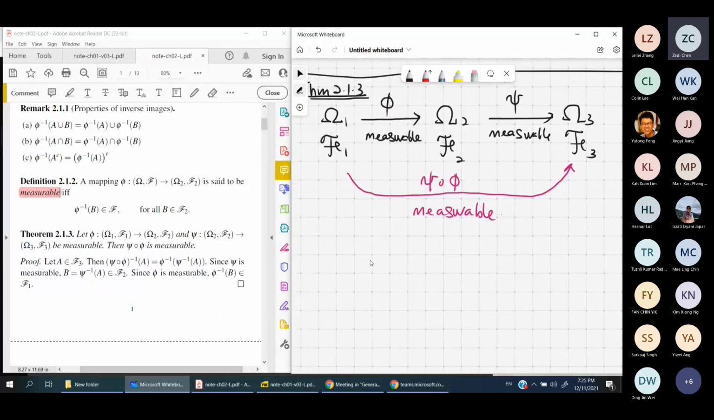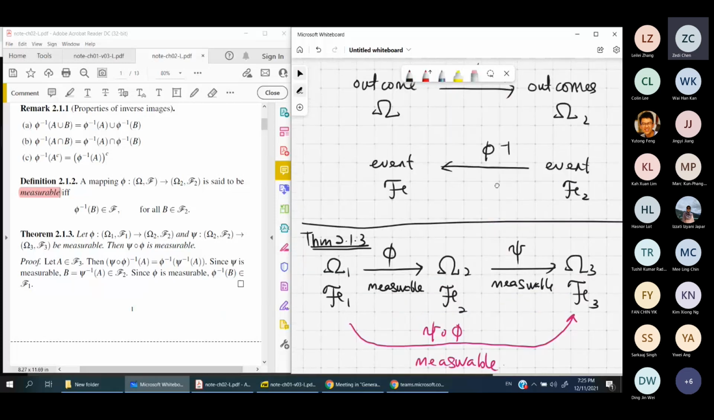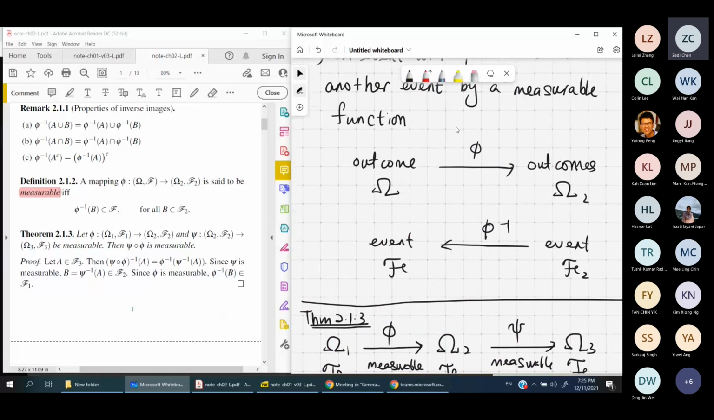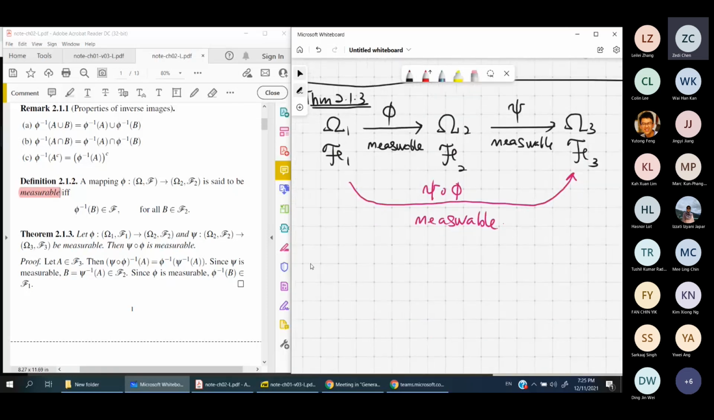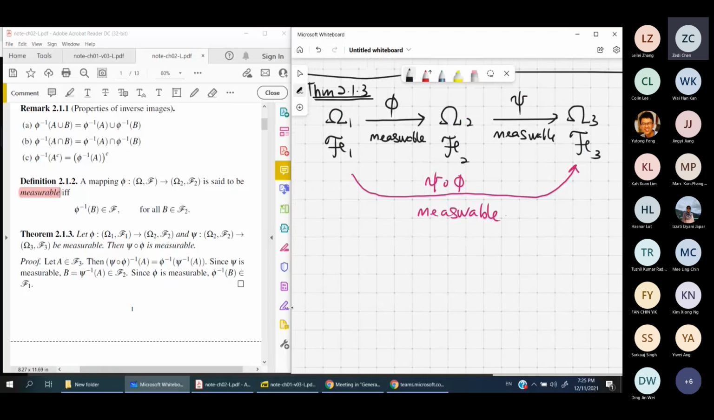Okay, let's look at the idea for the proof. So the idea of the proof is not difficult. If this phi is an event, that means the inverse process will pull all the events here back to an event here. Okay, and so on. So now we come to here. We look at this idea for it.